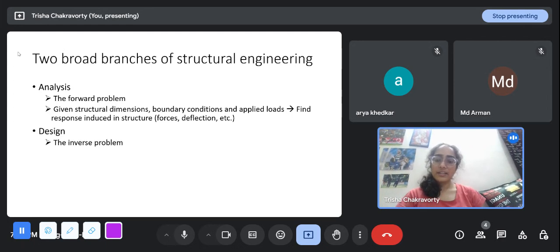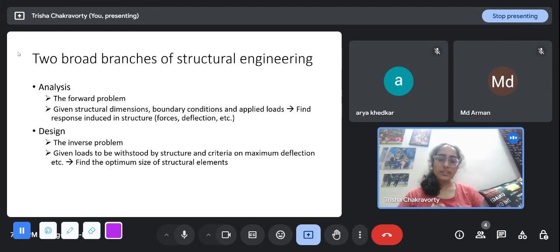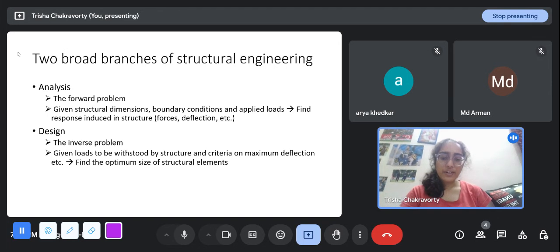And design is the inverse problem, that is, we have the load that we want the structure to withstand, and we have certain criteria on maximum deflection or stress. We know the criteria of stress because we know what material we are going to be using, and we know the yield stress of that material, be it steel or concrete, and we have to find the optimal size of the structural elements and how we are going to arrange the elements, what kind of boundary conditions we are going to use. So design is what we, as practical civil engineers, do to build structures, buildings, bridges, etc.